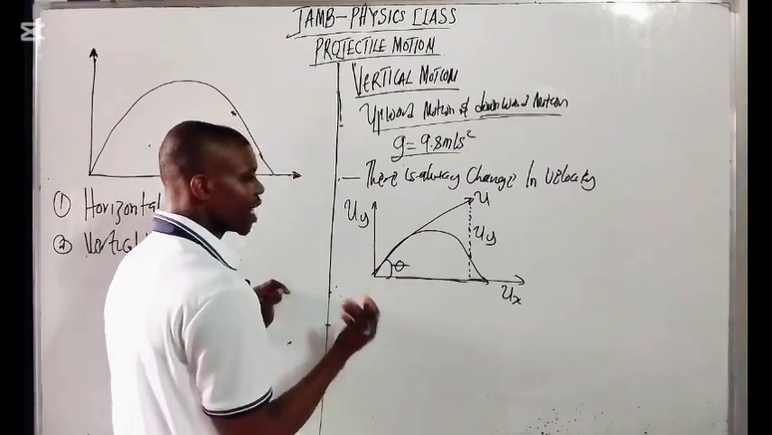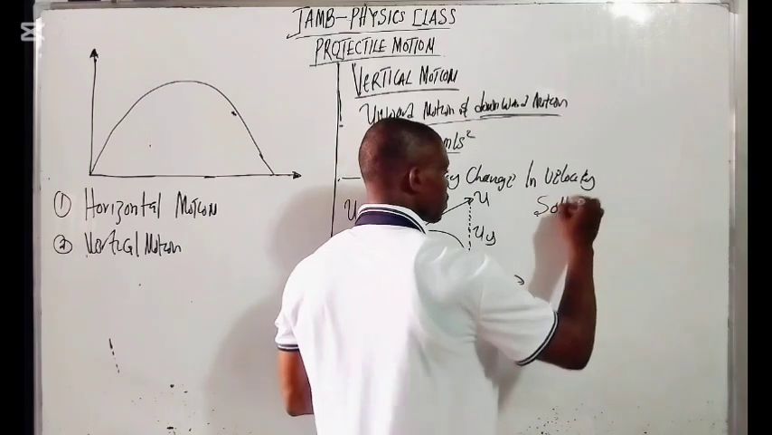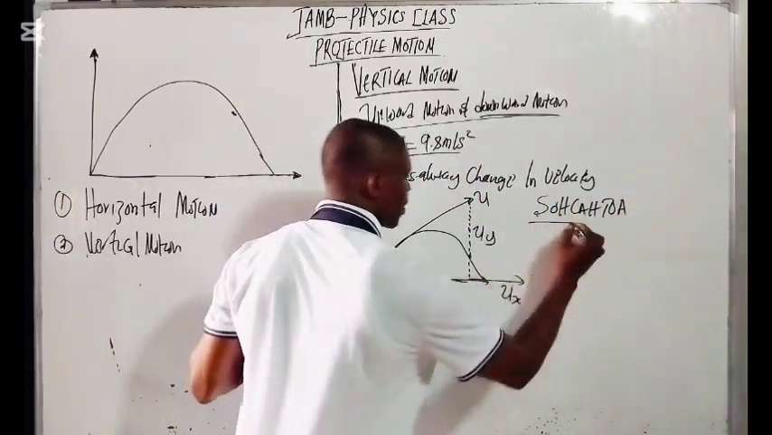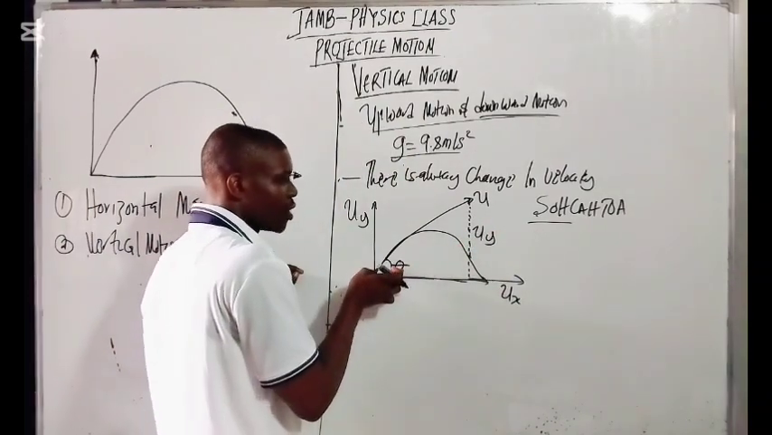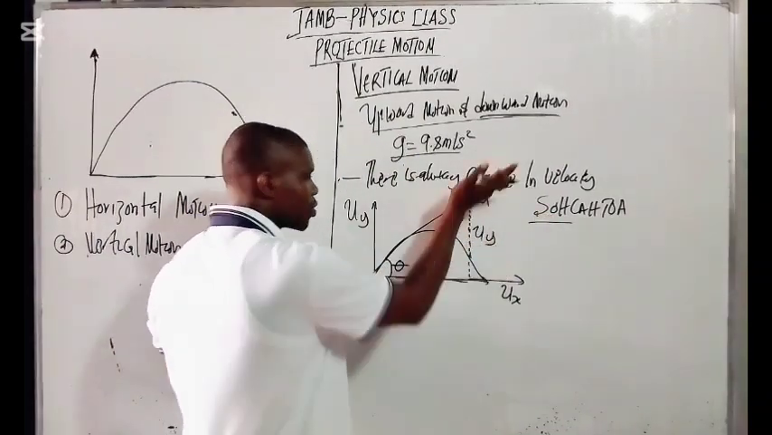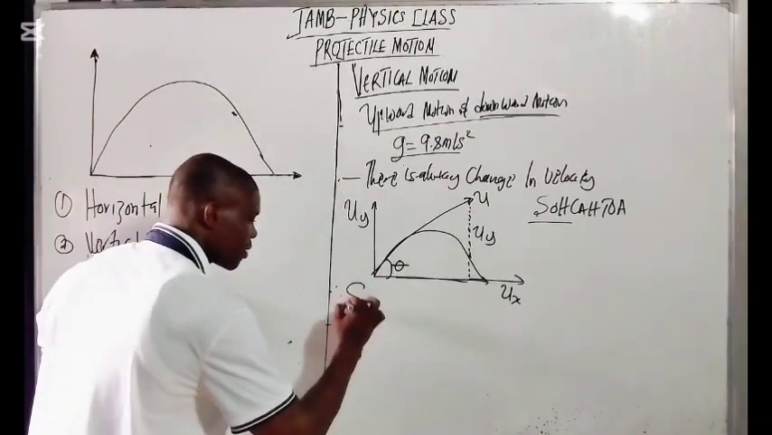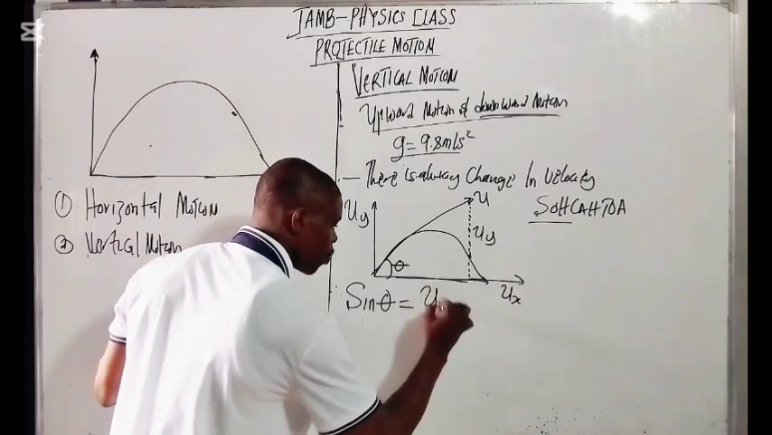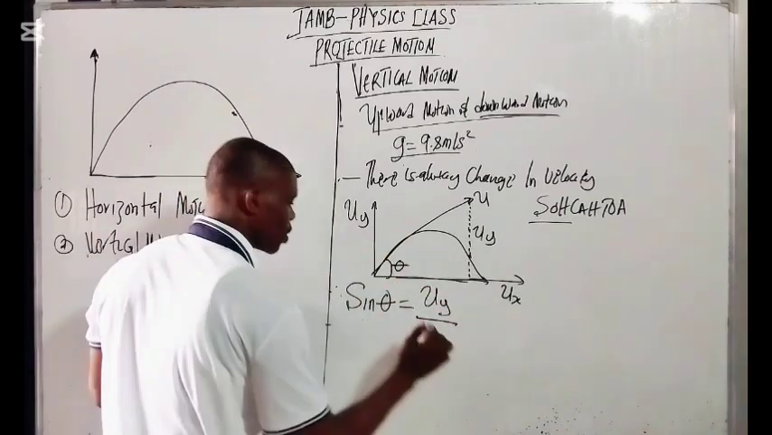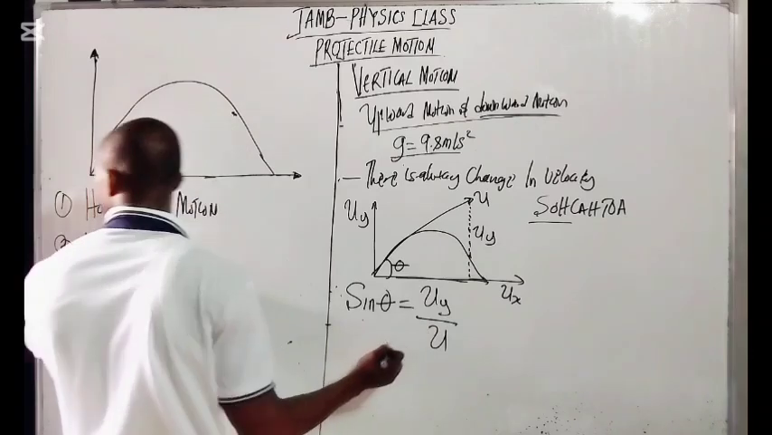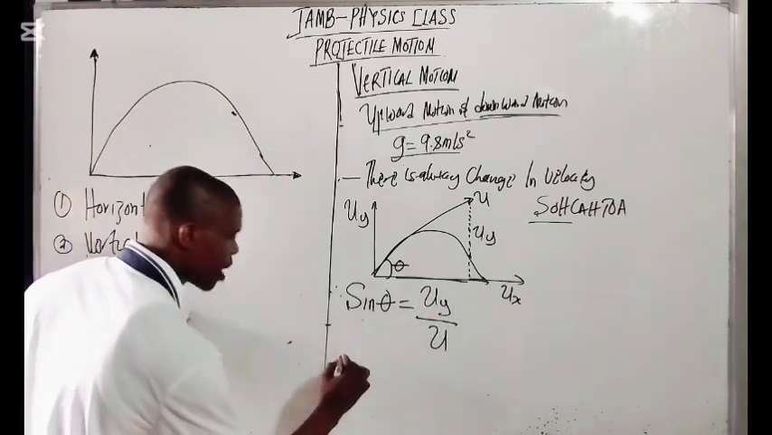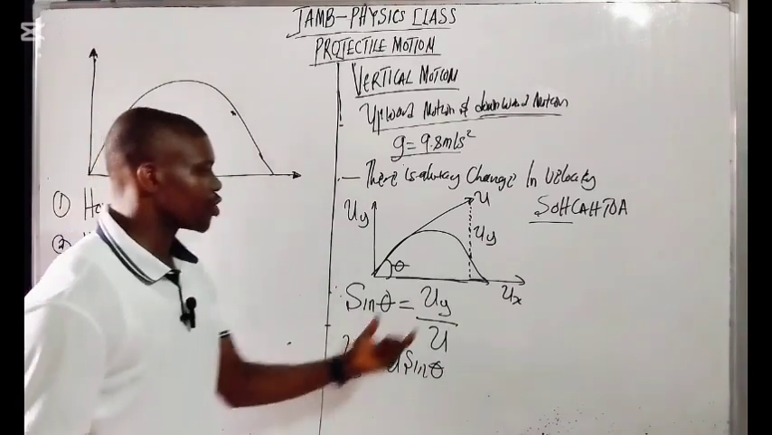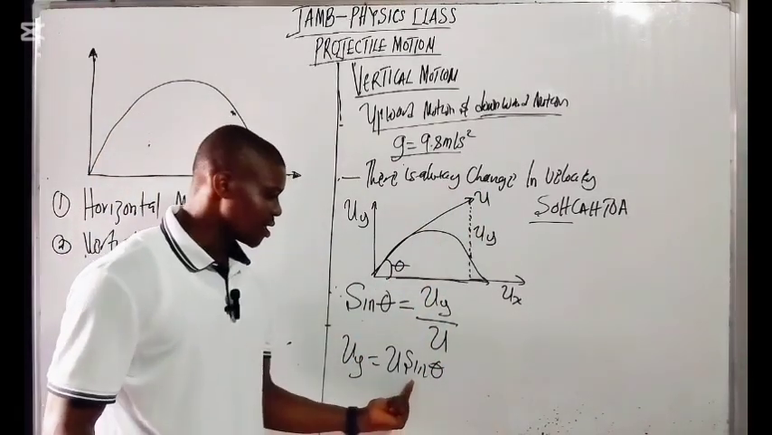Hope you understand. So if you look at SOHCAHTOA, you have to use sine. This side, opposite to this angle here, is called the opposite, and this one is the hypotenuse. So it's going to be sine theta. Sine theta is equal to my opposite, which is uy, over my hypotenuse, which is u. Making uy the subject of the formula, we have uy equals u sine theta. So the vertical initial velocity is u sine theta.